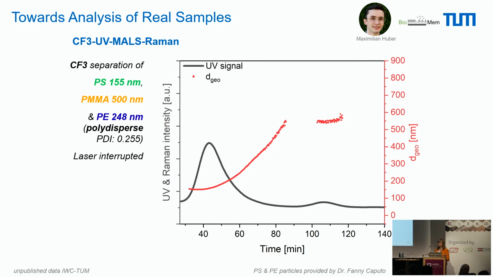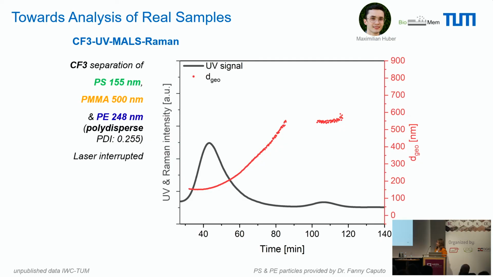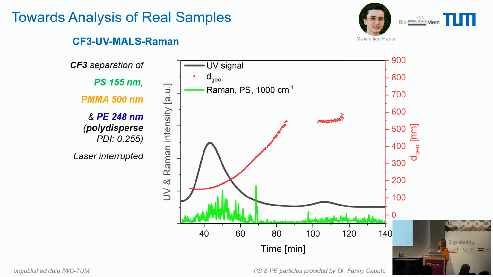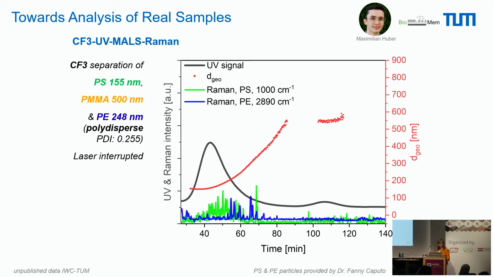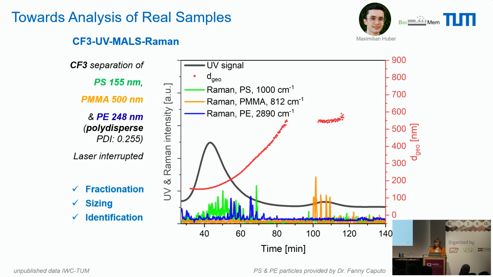And the first step here, we try to analyze also polydisperse polyethylene particles. So in this case, we cannot observe really separated size fractions, but we see for the smaller particles first polystyrene, then polyethylene in the next fraction, and at the end, PMMA. So it looks like we can combine fractionation, sizing, and identification of particles smaller than 1 micrometer.